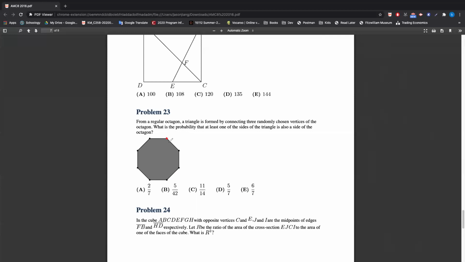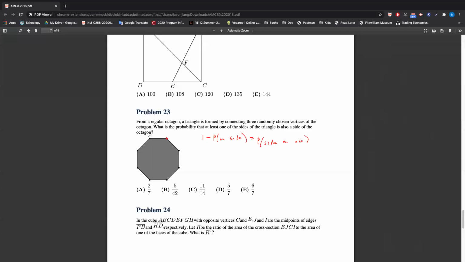To make this a bit easier, let's calculate the probability that the triangle does not have any of the sides on the octagon, and then we'll subtract that from 1. So here's what I'm saying. 1 minus the probability of no side on the octagon is equal to the probability of a side on the octagon. The reason for that is because the probability of no side plus the probability of a side has to be 100%. It's either one or the other.